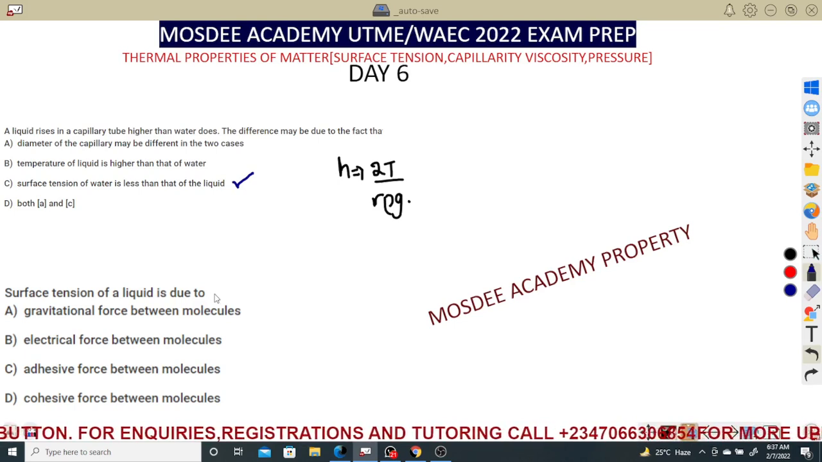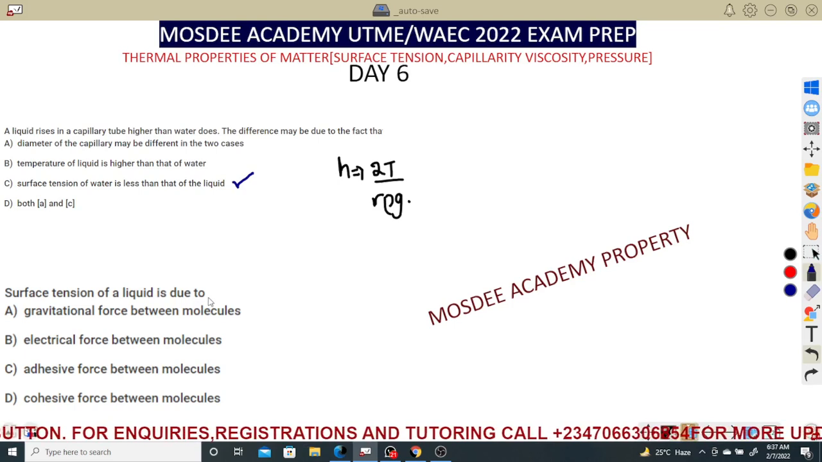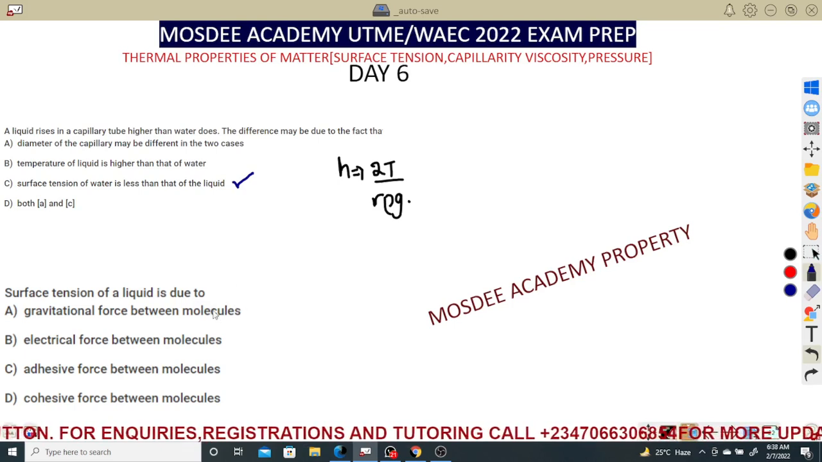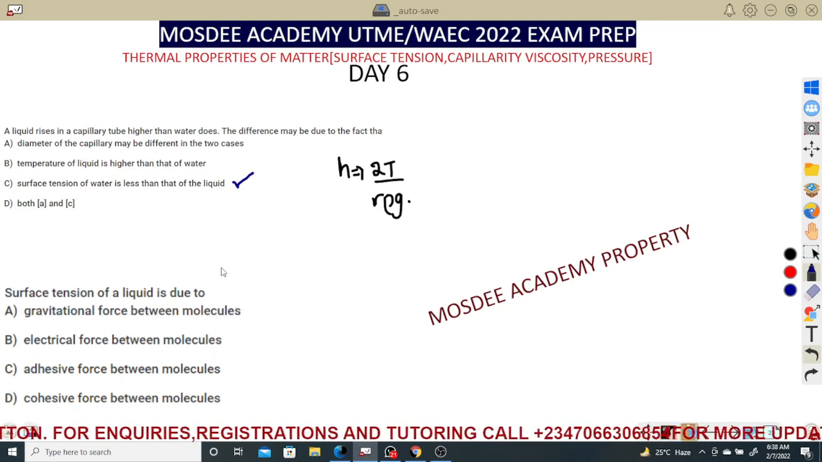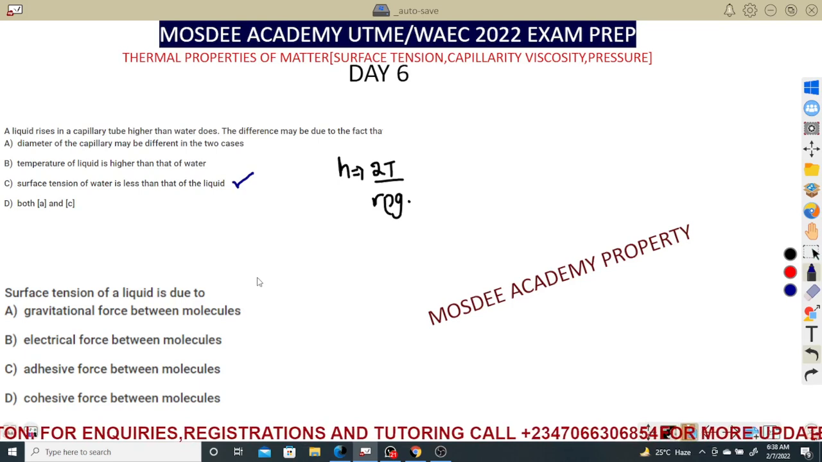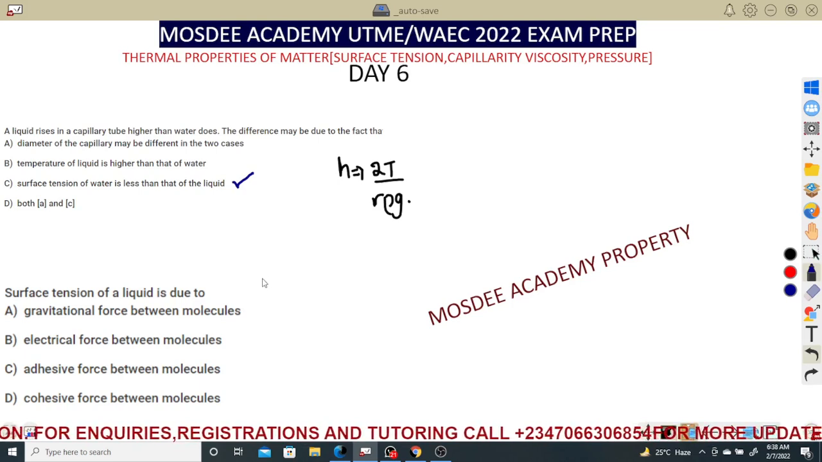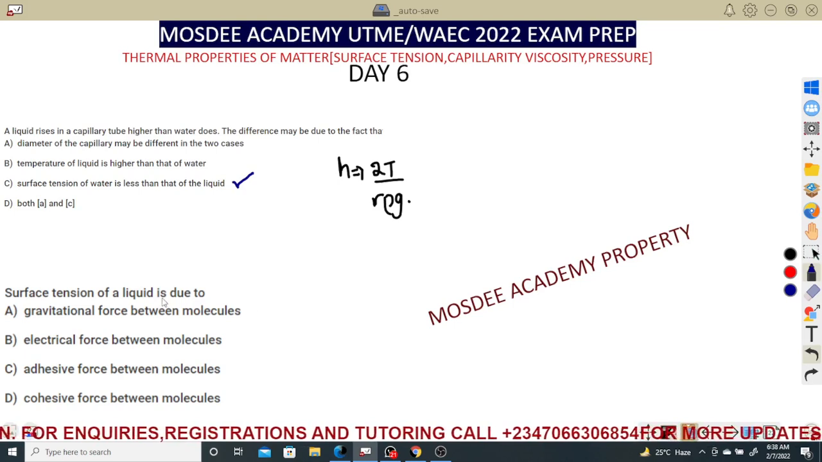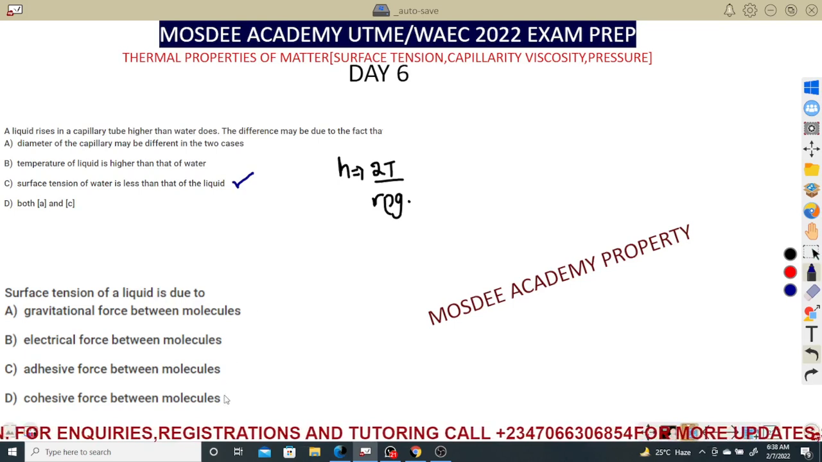You can watch videos on that. When you draw a hypothetical line on the surface of a liquid, you are going to see the force that is dragging them and making them act like a stretched membrane. So surface tension is due to the same force acting between molecules. When we say the same force, we're talking about cohesive force between molecules. So surface tension is due to cohesive force.